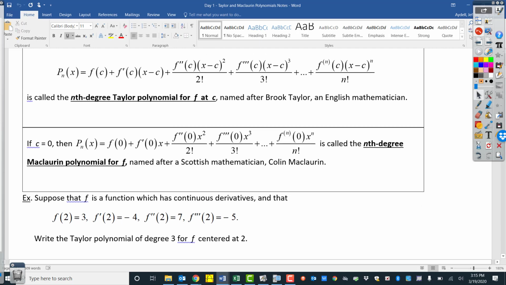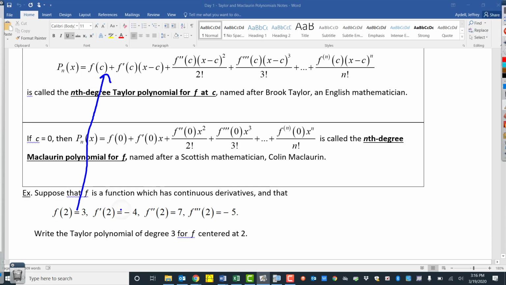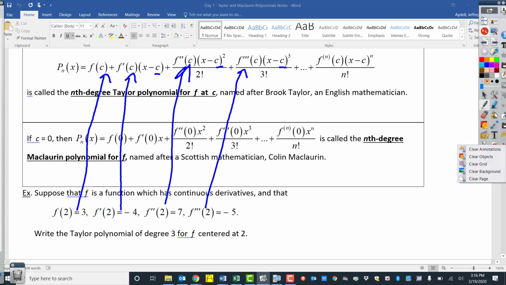So at this point, it just comes down to plugging into the formula. So we have f of 2 goes right there. F prime of 2 goes right there. Double prime right there. Triple prime right there, with 2 going in for all these c's here. Okay, so let's actually do this and write this out.